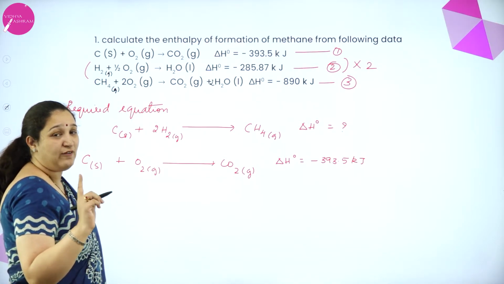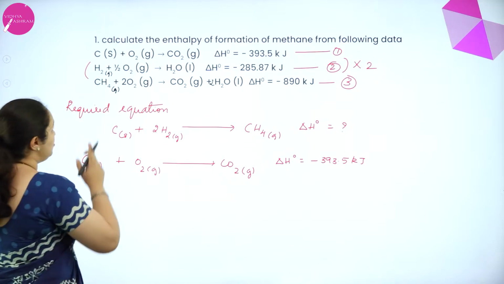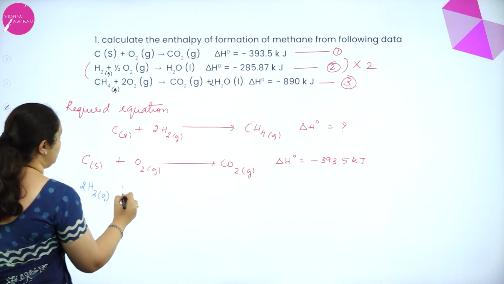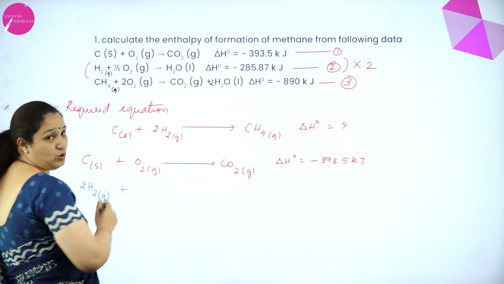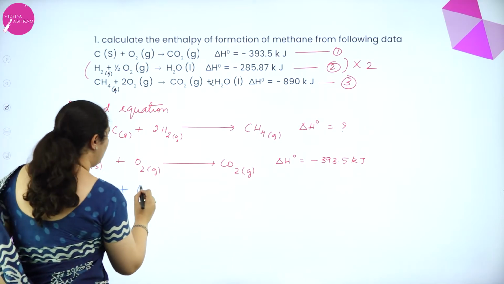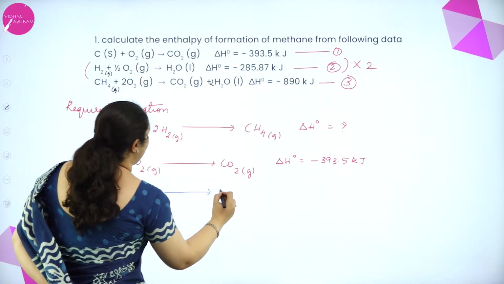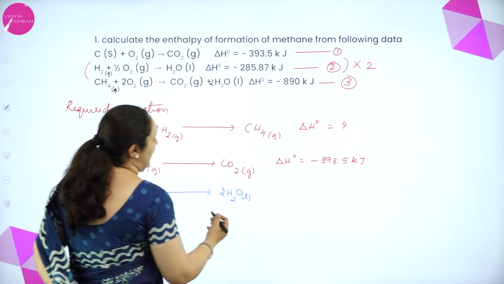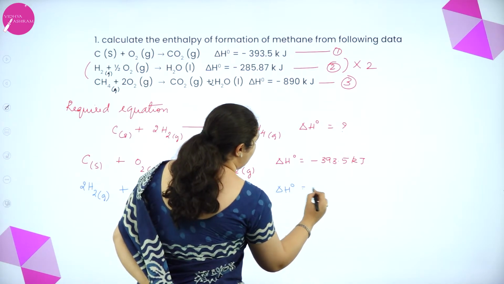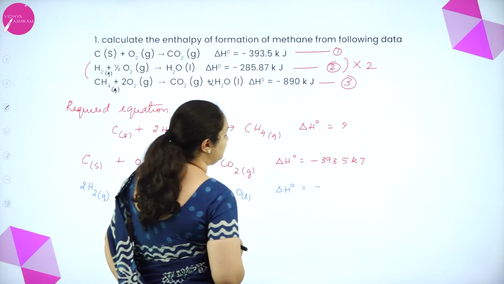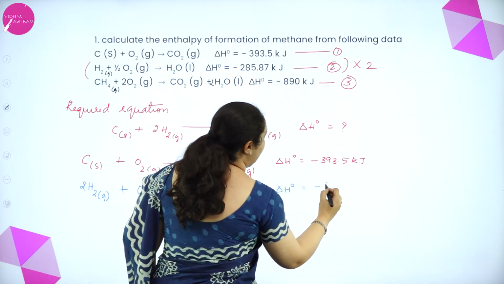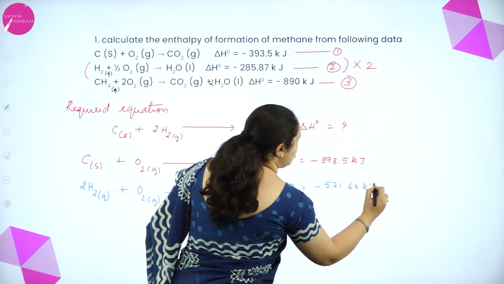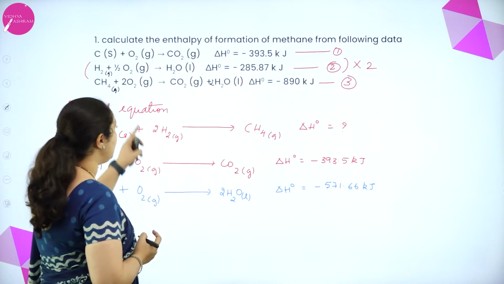Equation 2 what I have to do? I have to multiply by 2 and write. So equation 2 is 2H2 gas plus half into 2. What happens? 2 and 2 get cancelled. I'll get O2 gas giving 2H2O which is a liquid. Okay. And delta H naught is equal to minus, this when I multiply by 2, I'll get 571.66 kilojoules. Okay. Now equation 3 what I have to do?